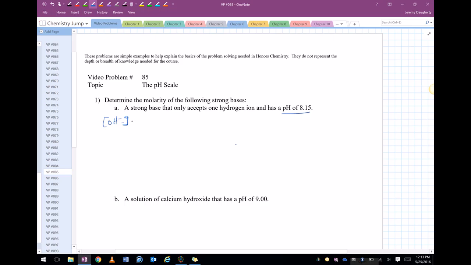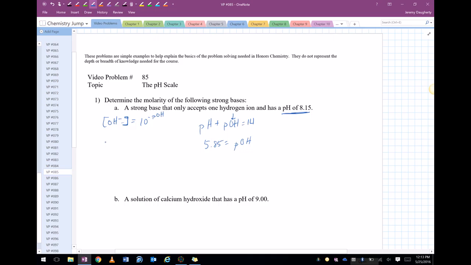So we know to calculate the concentration of the hydroxide, we're going to take 10 to the negative pOH. But again, I'm given pH. So I have to use this equation as well. pH plus pOH is equal to 14. And then from that, I can find the pOH. So this first one is going to be 14 minus 8.15, which is 5.85. So the pOH is 5.85.